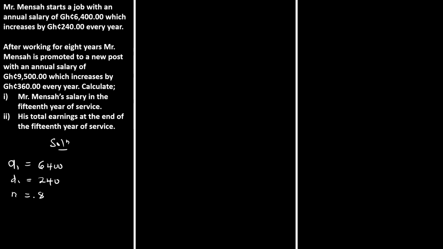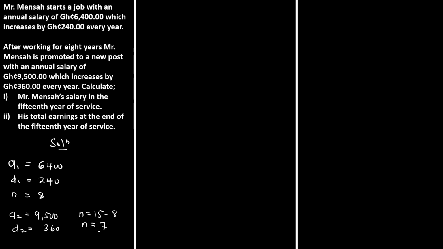Then from there I can also generate my second scenario. In this case, my A2 is 9,500 cedis, and my D2, the common difference this time, is 360 cedis. Let me put my n here, which would be 15 minus 8. So in this case, my n is 7.